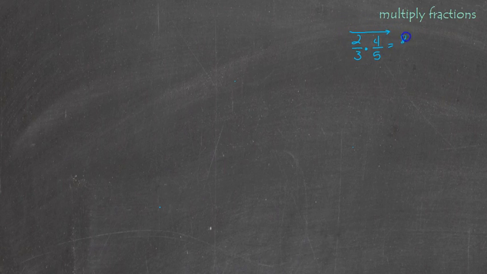4 times 2 is 8. And multiply across the denominator. 3 times 5 is 15. Done. Multiply across the numerator. Multiply across the denominator. Done. Reduce if you can. So let's do some examples.